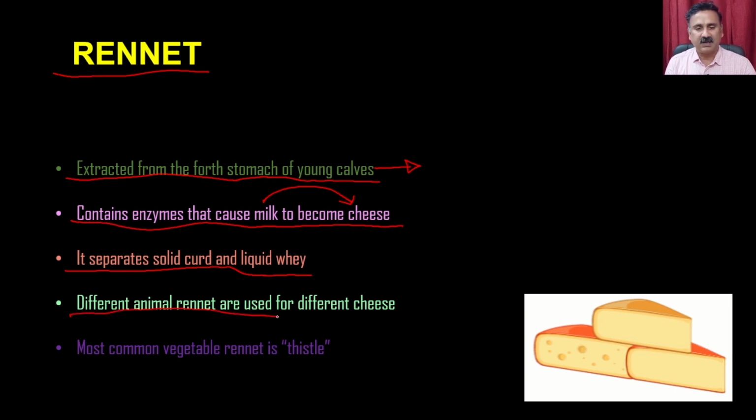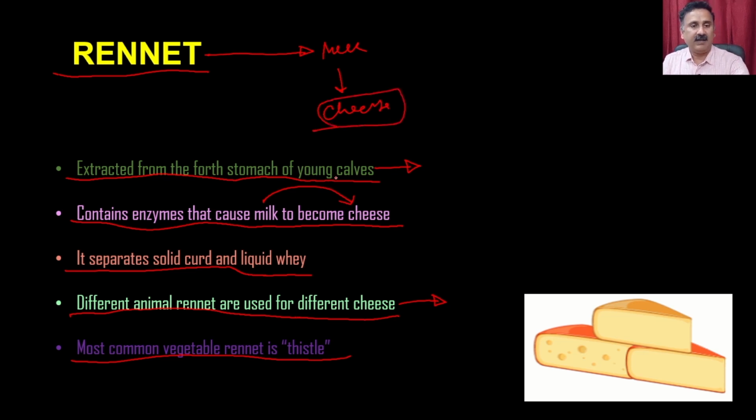Different animal rennets are used for different types of cheese. You know there are different types of cheese, like mozzarella cheese and other kinds of cheese. So you can use rennet from different animal sources to produce different types of cheese. The most common vegetable rennet is thistle, which is also used for the production of cheese. So rennet is used for converting milk into cheese.